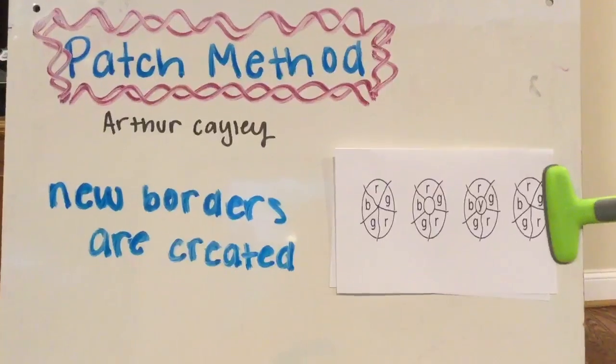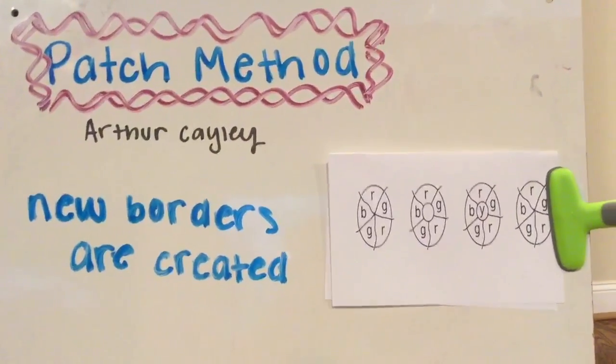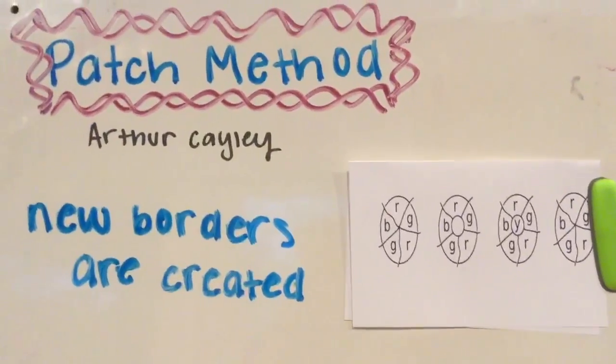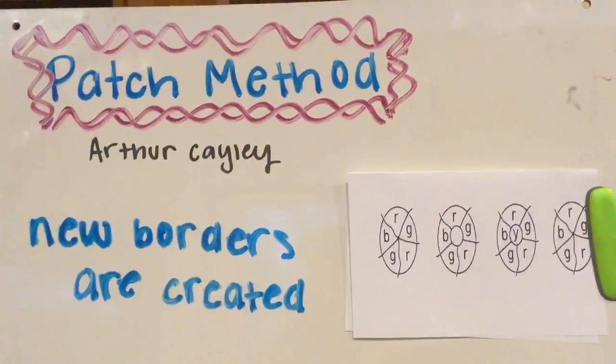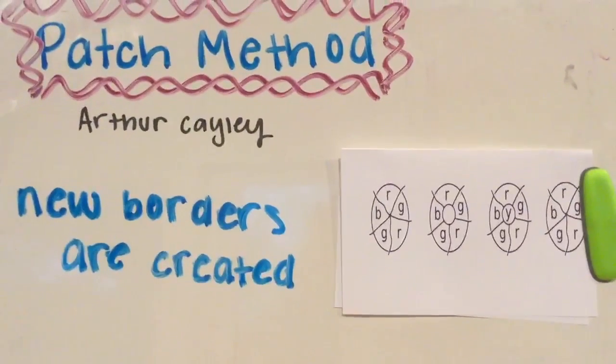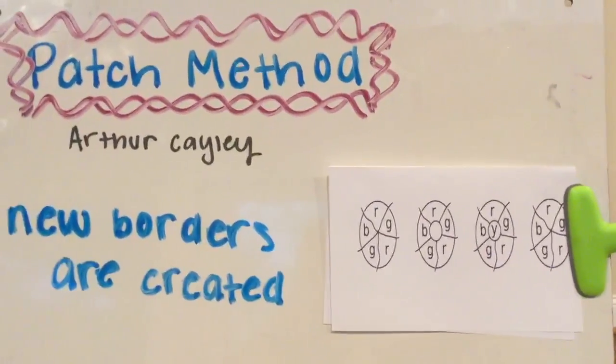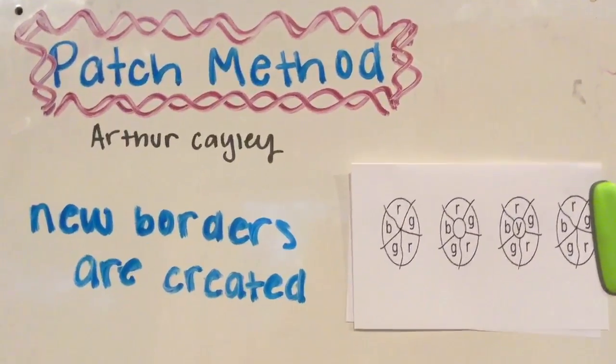Arthur Cayley also created the patch method to help him solve the four-color theorem. It showed that when you place a patch over countries that share common borders, new borders will be created. In the first picture, there are 6 borders. In the rest of the pictures, there are 10 borders. The patch created 4 new borders with the countries.